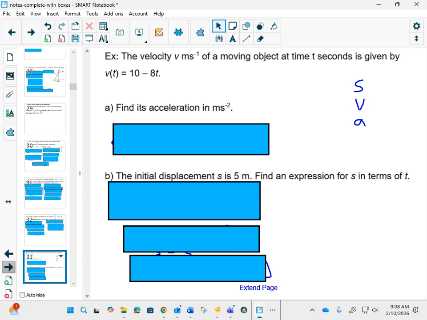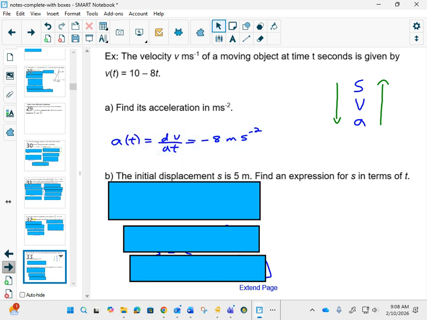This is, in a sense, a differential equation because we're starting with velocity. You know that this way is the derivative from displacement to velocity to acceleration, and now we can work backwards on any of them by doing the indefinite integral. So if you know the velocity and want to find the acceleration, you are going in this direction, we will take the derivative. Minus 8 meters per second squared.